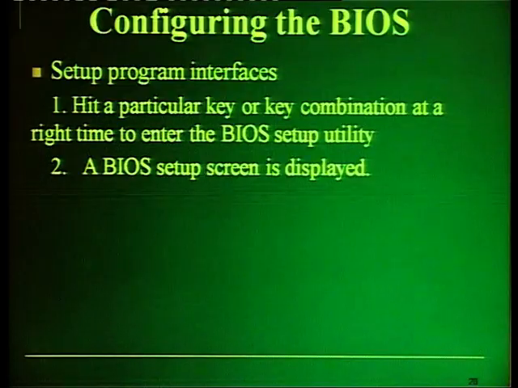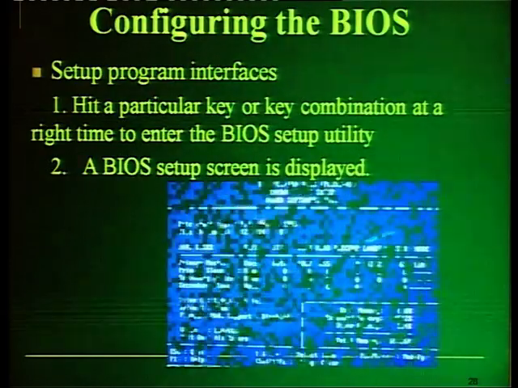Then the BIOS configuration: setting up program interfaces. How can we configure the BIOS? First of all, hit a particular key or key combination at the right time to enter the BIOS setup utility. Whenever we are starting our system, there are a number of options to enter this BIOS setup, such as F8 or Del. The message is there on the screen, and according to that, we press that particular key or key combination at the right time to enter the BIOS setup utility. Now the BIOS setup screen will be there like this.